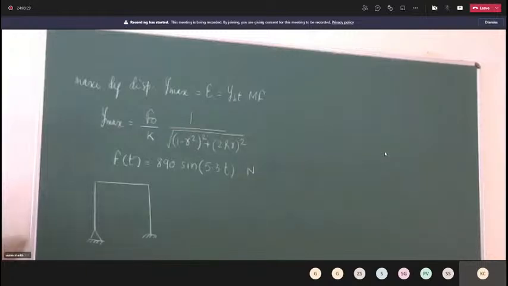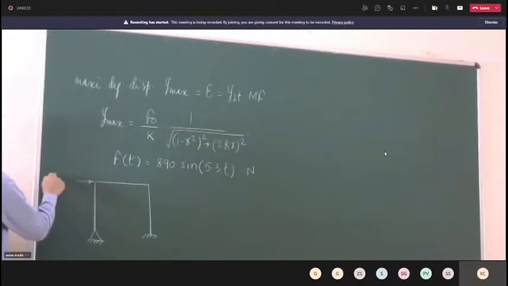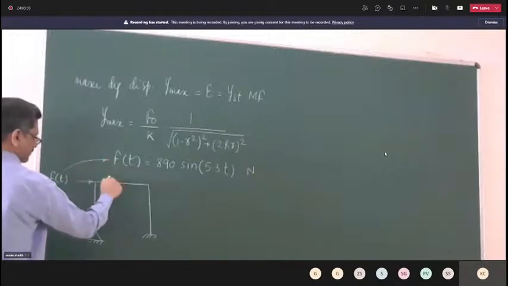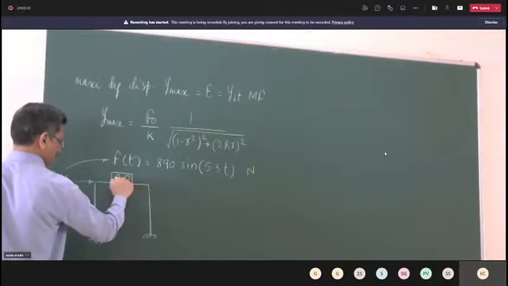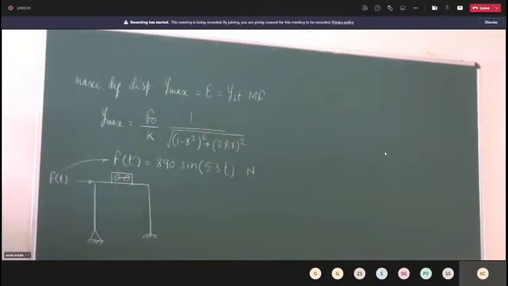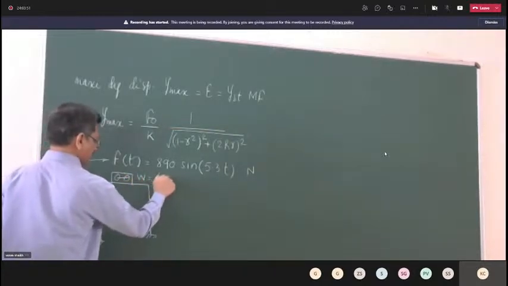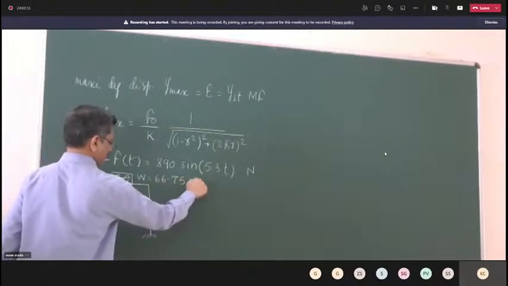The supercritical type of machine exerts a force f of t, which is given by this equation. The weight of the machine and that of the girder is 66.75 kilonewton.